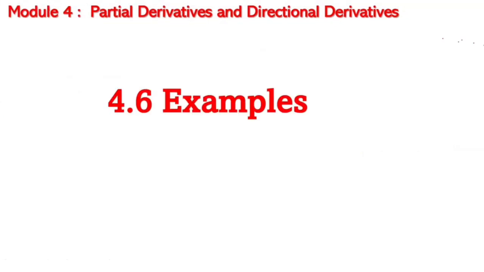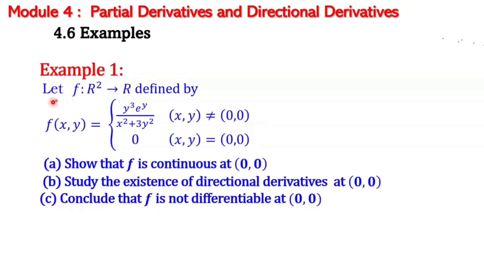This is the last part of this chapter, or this module, and in this part we are going to solve examples based on the whole of chapter 4. So we have our first example here, where we are given a function f from R2 to R, defined in two parts: when the point is not equal to (0,0), that is, except the origin, it is given by this expression, and at the origin (0,0), the function is 0.